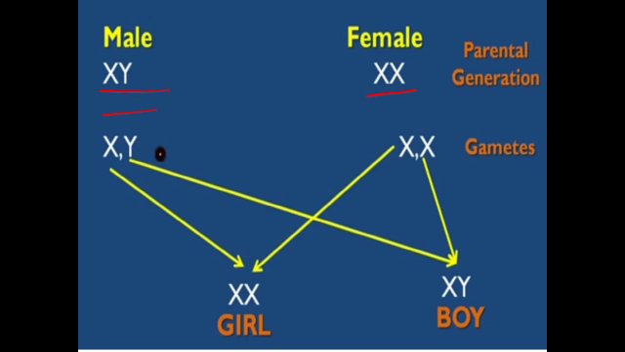The gametes, egg and sperm, that is the female gamete and the male gamete, have only one set of chromosomes. The unfertilized egg always has one X chromosome. The egg which is not fertilized already has one X chromosome present in it.